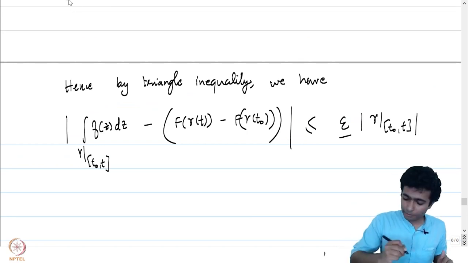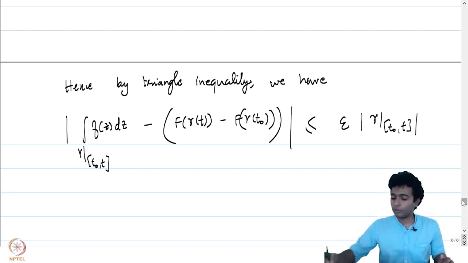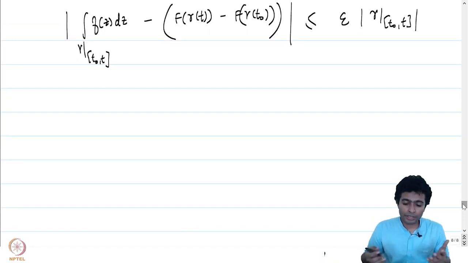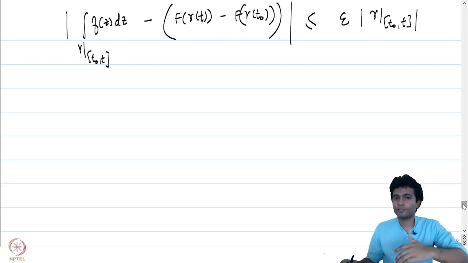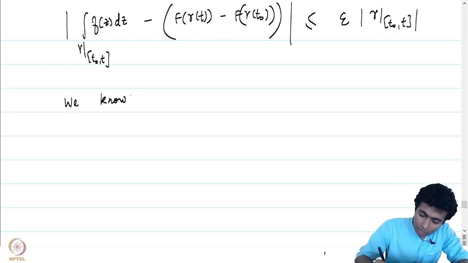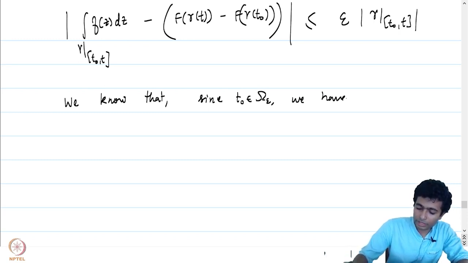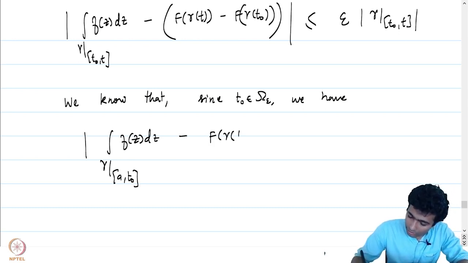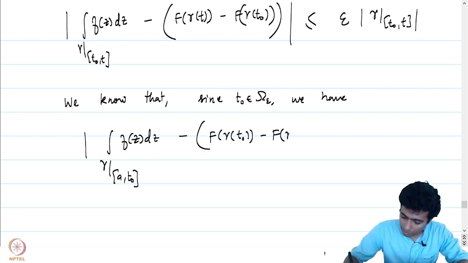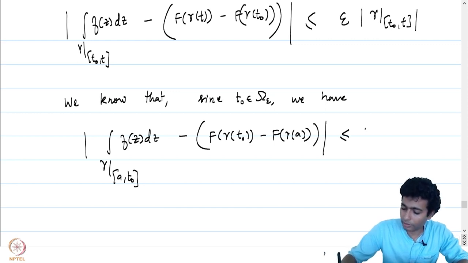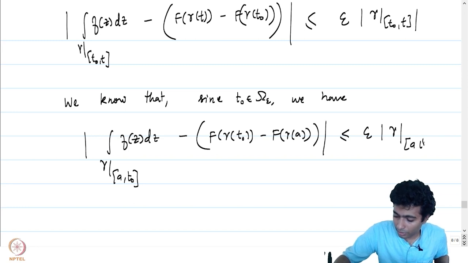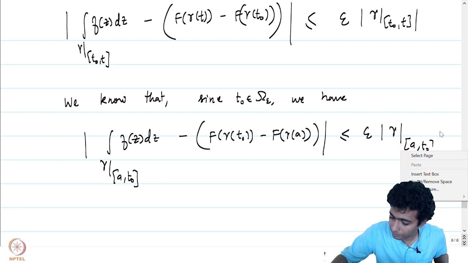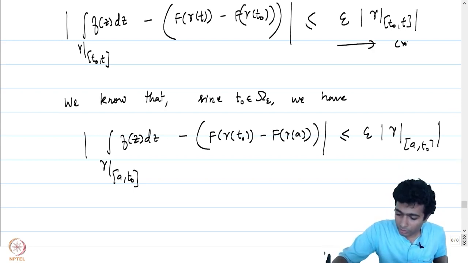Alright, so we are now in good shape because we now only need to add the corresponding equation for t naught. So, we know that since t naught belongs to omega epsilon, we have the integral of f of z dz of gamma restricted to a comma t naught minus f of gamma of t naught minus f of gamma of a. This is less than or equal to epsilon times the arc length of gamma restricted to a comma t naught. And let's call this star.